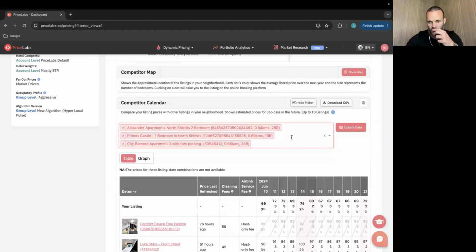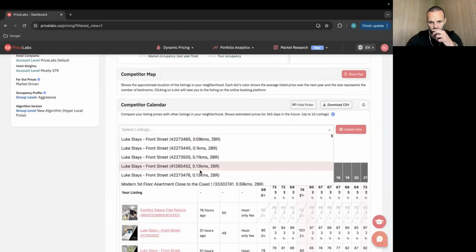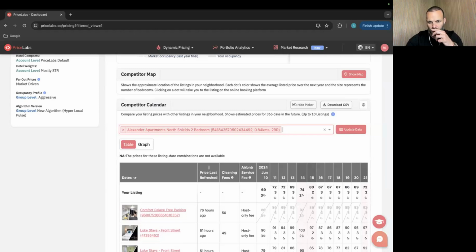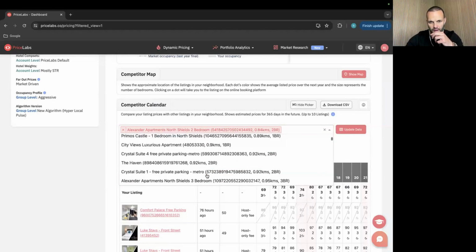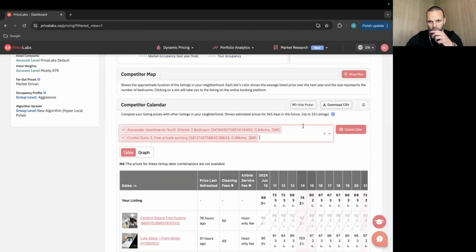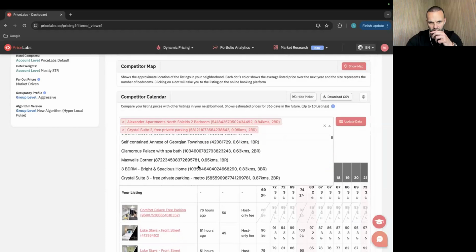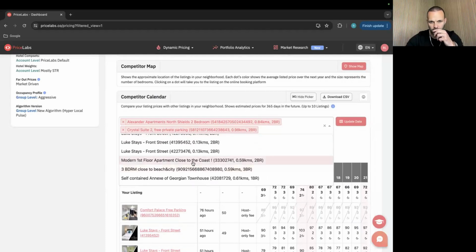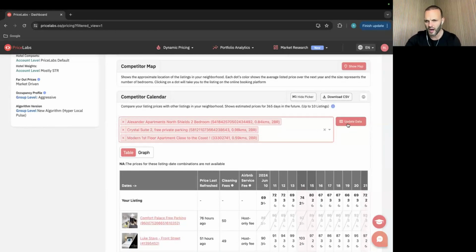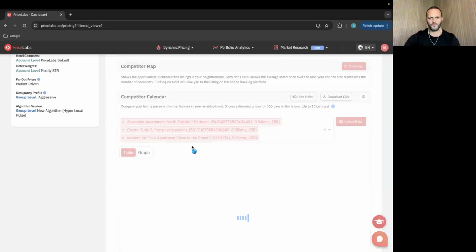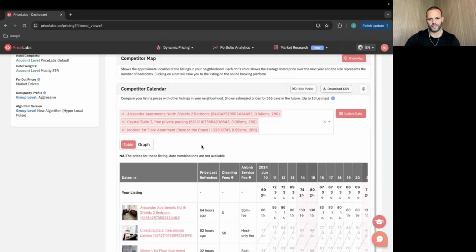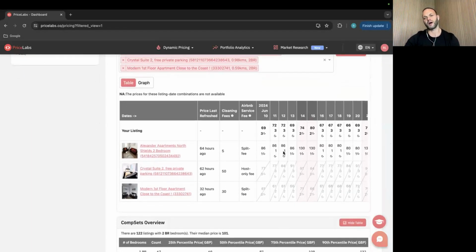So let's get rid of that 1 bedroom. I want 2 bedroom, so it's like for like. We'll go another 2 bedroom. I'll get one more in here just for the sake of the data. We'll go with that one. Update date. And then what it does is it brings out this graph. Now, this graph, what you would have had previously when comparing is it just compared the prices.